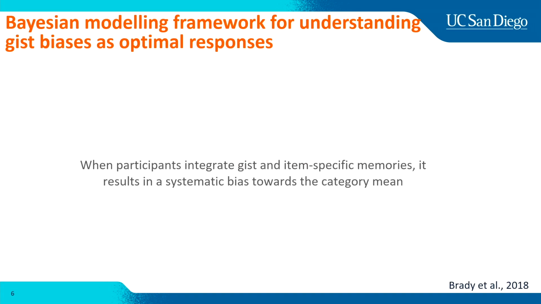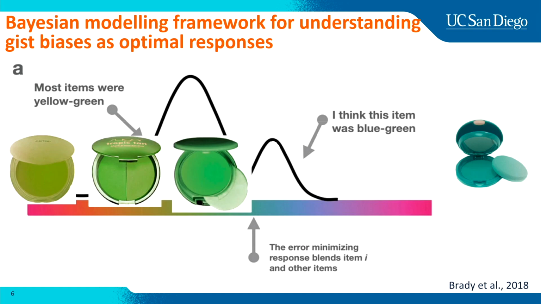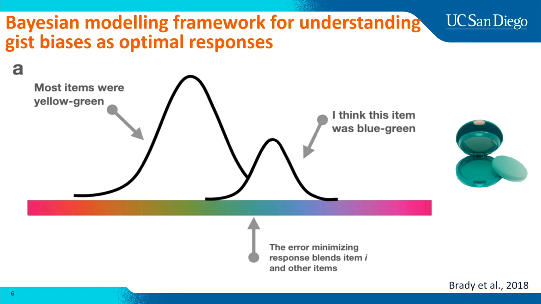According to Dr. Brady's paper in 2018, participants integrate the gist and item memory in visual long-term memory. When they do that, it results in a systematic bias towards the category mean. One useful way to understand this process is through the Bayesian framework. For example, you might remember the makeup compact from earlier as having a blue-greenish color but with some uncertainty. At the same time, you also have knowledge about the broader category, that most makeup compacts are yellow-greenish. The idea is that when you are asked to report the color of this specific item, you should combine these two sources of information to produce an optimal response, which is typically biased toward the category mean.